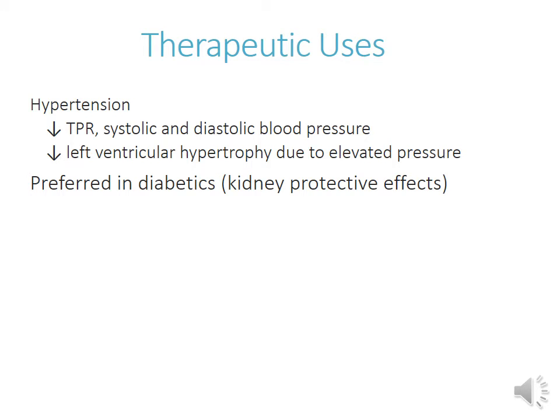So our therapeutic uses, the big one is going to be hypertension. That's what they were originally designed for. They're decreasing total peripheral resistance. They're decreasing our systolic and diastolic blood pressure by reducing the effects of angiotensin II. And they can also help to decrease left ventricular hypertrophy due to this elevated pressure, right? Which we know is a big reason for CHF developing.